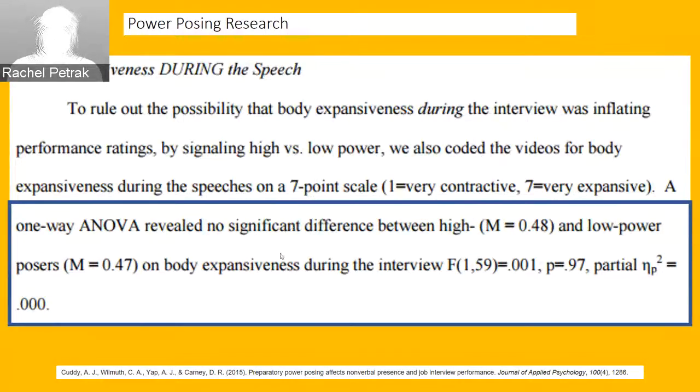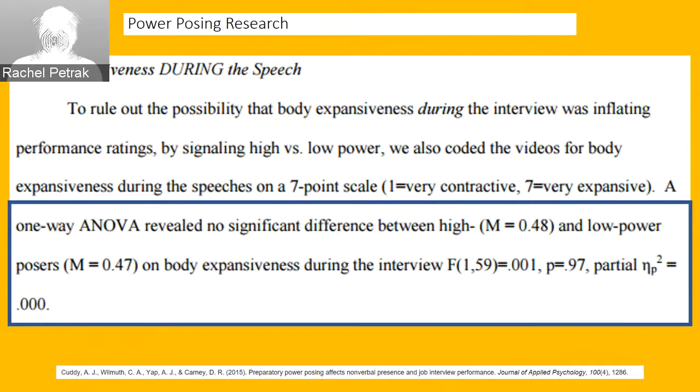Oh, they did one more ANOVA. Just in case you're wondering, did power posing make people more likely to adopt an expansive stance during the interview, which then maybe had an effect on their performance or hireability? They didn't find that. But it would be a potential confounder. Body expansiveness is a potential confounder.